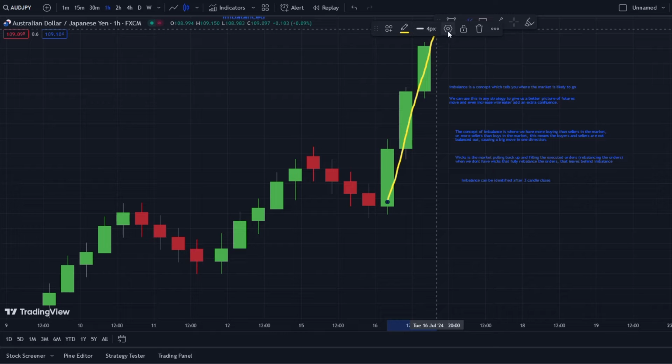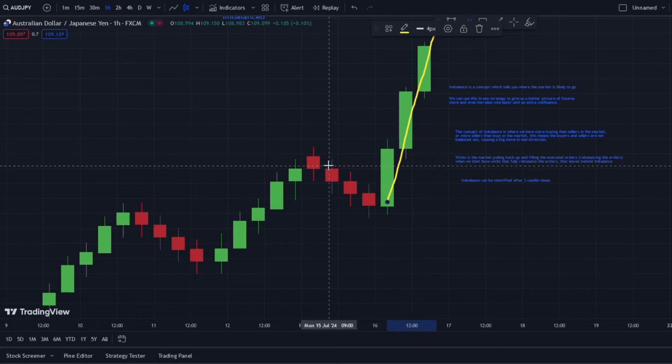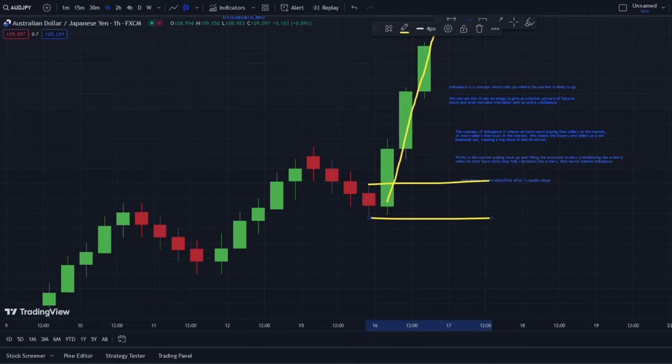We also need the order block. So the order block is the last sell before the buy. So this is the last candle before the banks place their last positions. So this is the last sell before the buy. So that would be the order block.